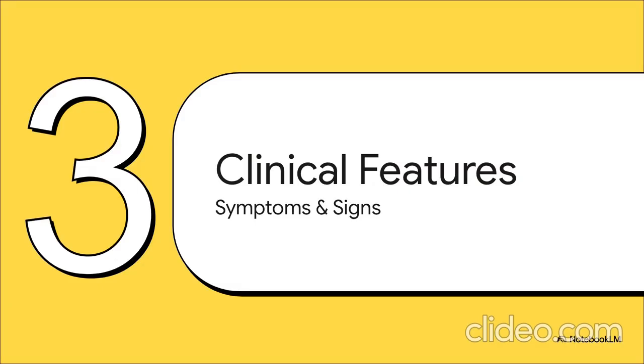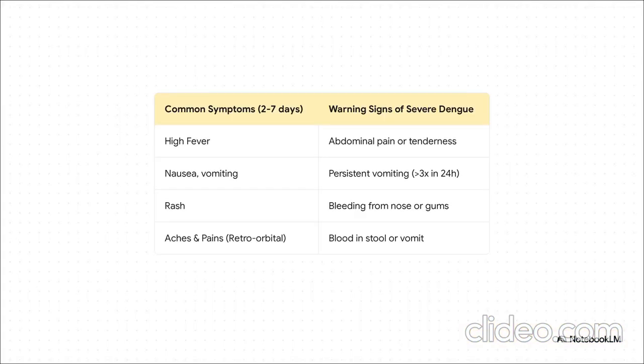So keeping that transmission cycle in mind, what does this actually look like in a human patient? Let's get into the clinical features. Okay, pay close attention here because this is clinically vital. You have to know the difference between the common symptoms and the really serious warning signs. The initial phase, which lasts about 2 to 7 days, usually presents with things you'd expect. High fever, maybe some nausea and vomiting, a rash, and those classic aches and pains, especially that telltale pain behind the eyes, the retroorbital pain.